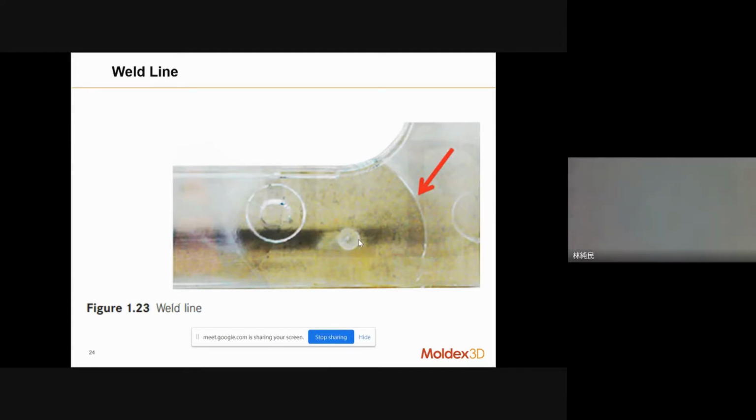And how to avoid generating this kind of weld line? You need to think about your thickness changes, because if you have a significant thickness change or multiple spools in the mold, then the weld line happens more easily. And I think the weld line not only affects the appearance of the product, but sometimes if the weld line angle is very straight, it will also affect the structure of the product.